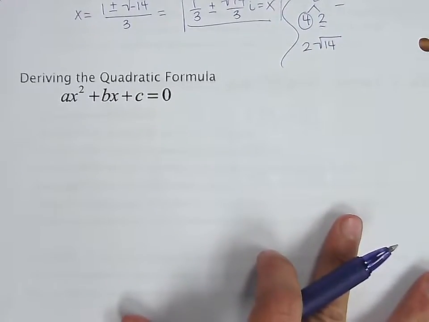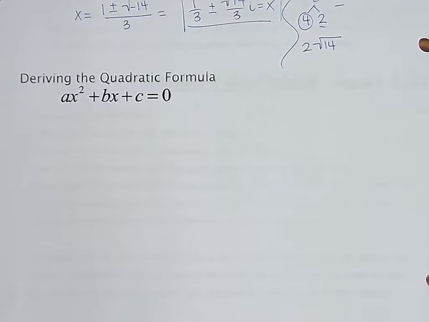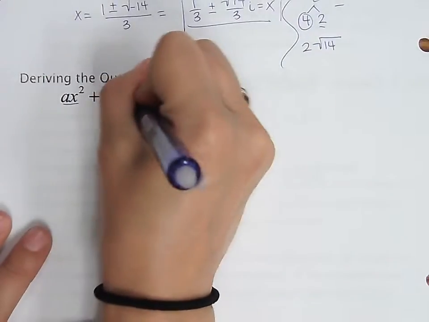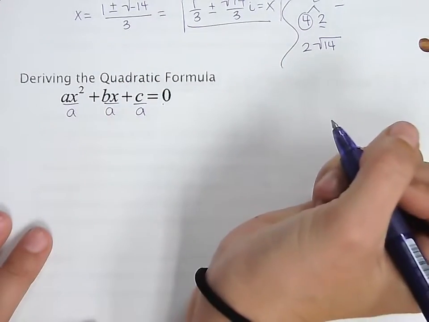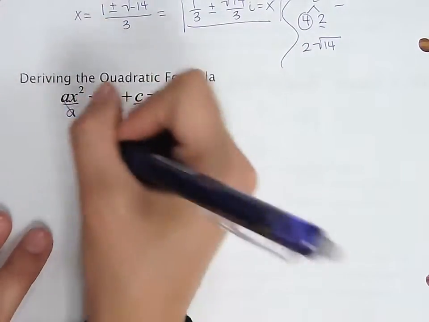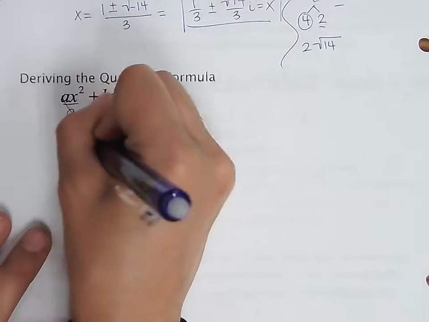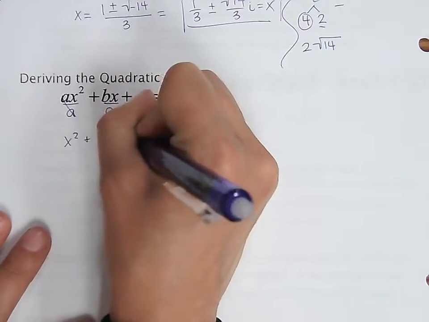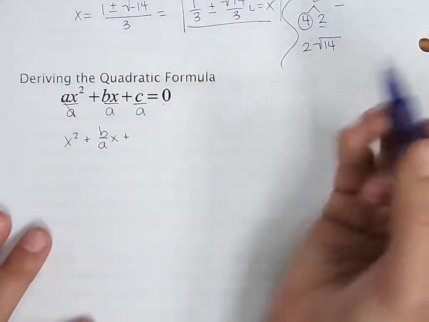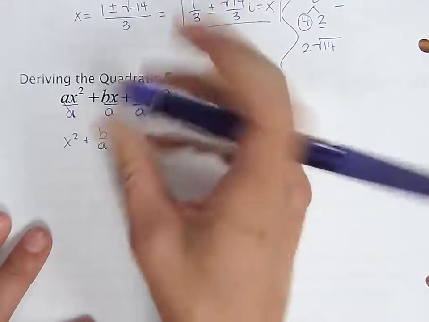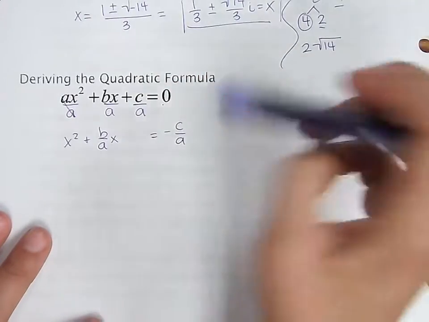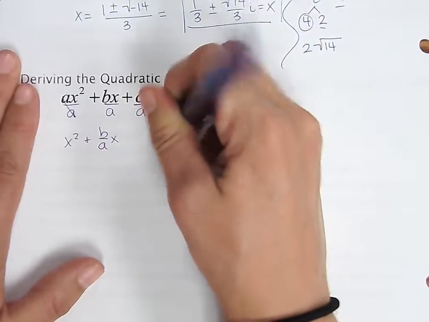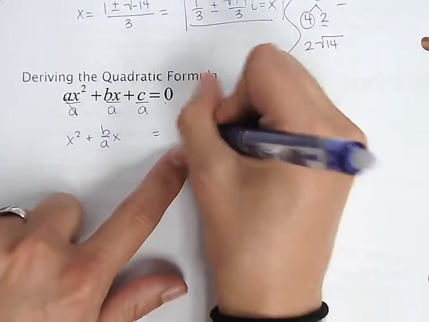Now, last but not least, we're going to learn how to derive the quadratic formula. So we always need to start with it equaling 0. Then we are going to divide each term by a. Okay, we end up with x squared plus b over a, x plus c over a, which I'm actually just going to subtract and move to the other side. Negative c over a.